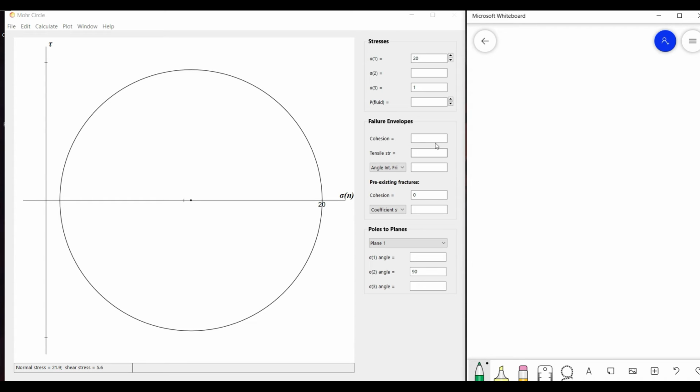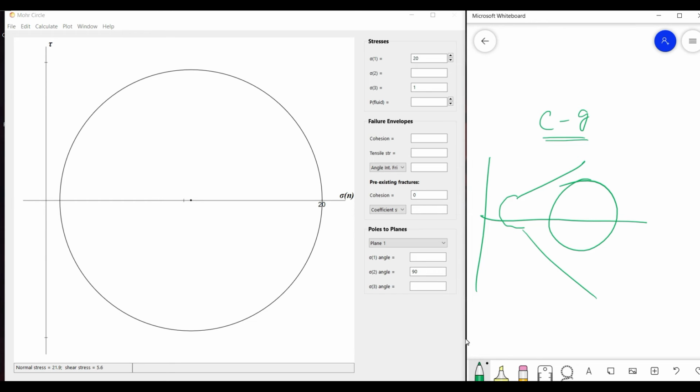So with that being said, we'll move to the next part. The failure envelope is actually used for the Coulomb-Griffith failure criteria. In simple words, the Coulomb-Griffith failure criteria is nothing but two straight lines combined by a small curve at the beginning, together with the Mohr circle. Somehow the Coulomb-Griffith failure criteria looks like this.